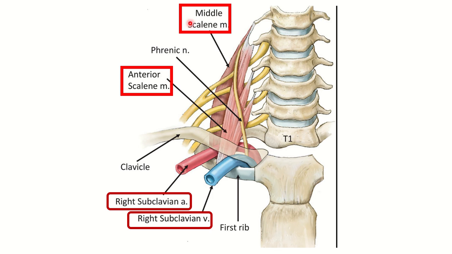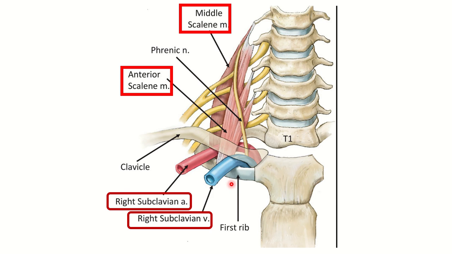And also here we can see the middle scalene, and between the anterior scalene and the middle scalene there are two important structures. One is the subclavian artery and another one is the brachial plexus. So the brachial plexus and subclavian artery are protected between the anterior scalene and middle scalene muscle. This point is very important: the subclavian artery and the brachial plexus are located between these two muscles.